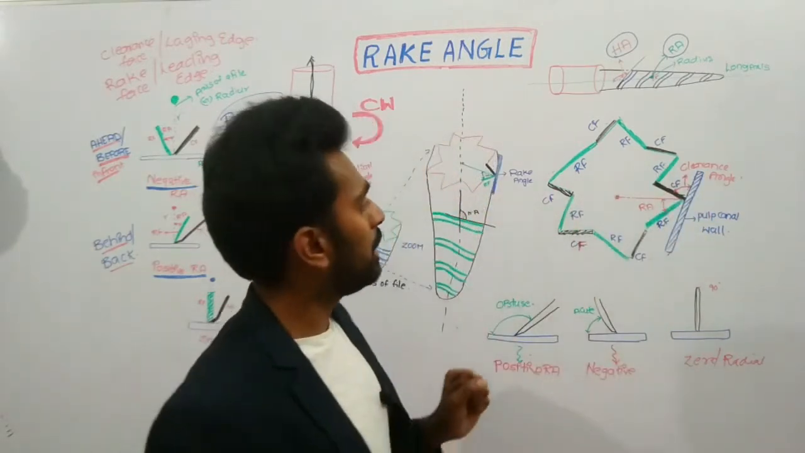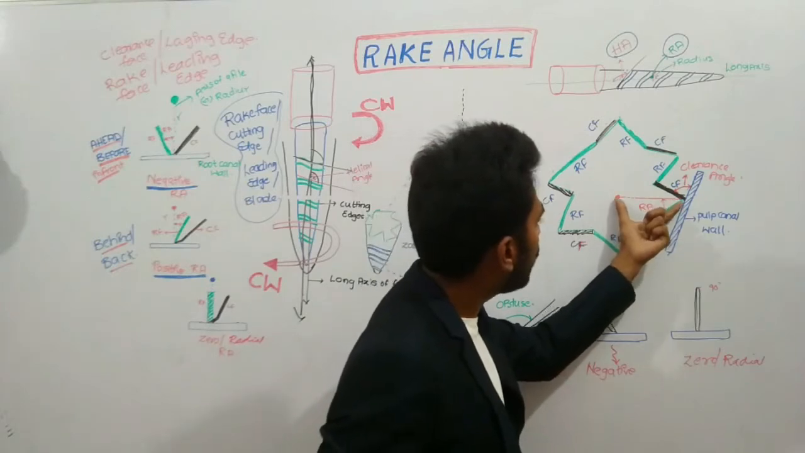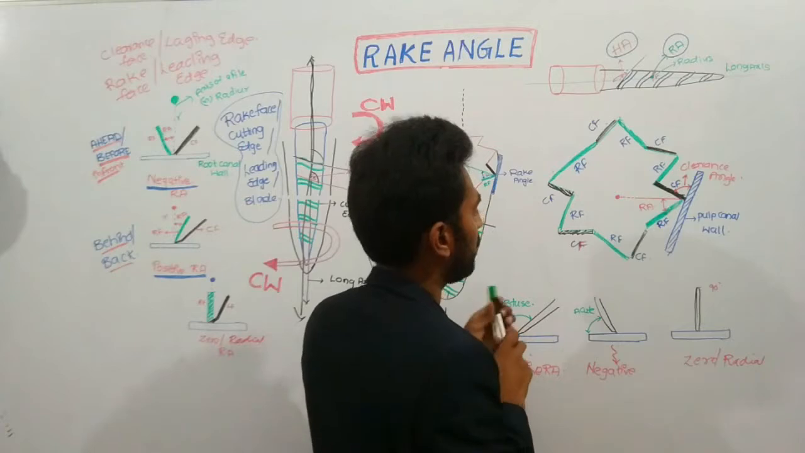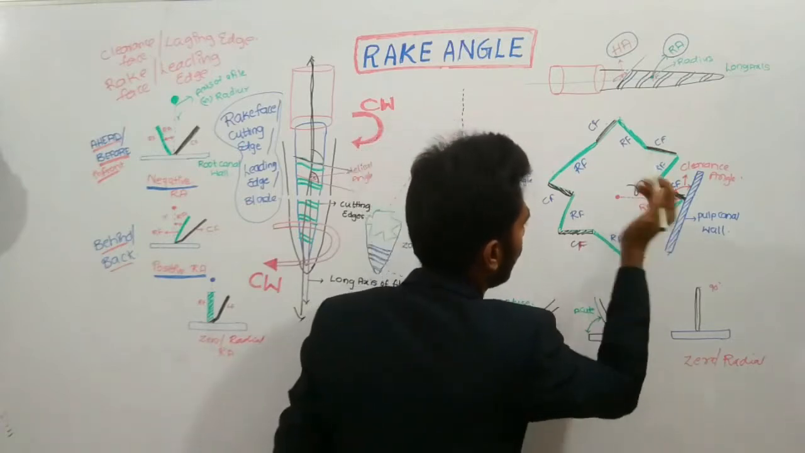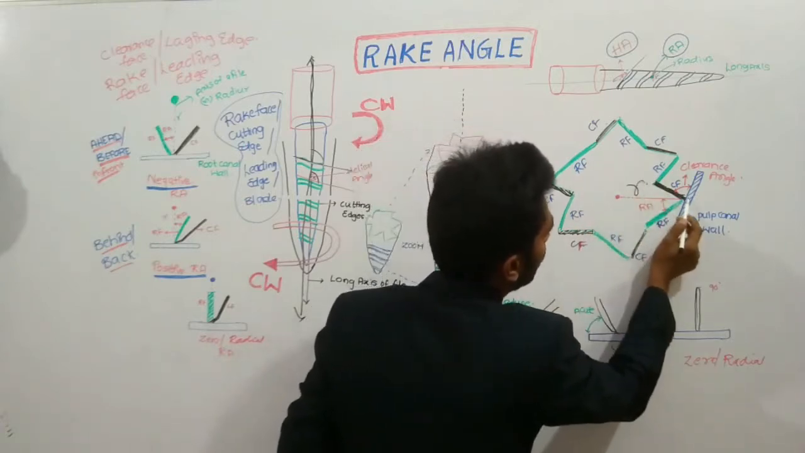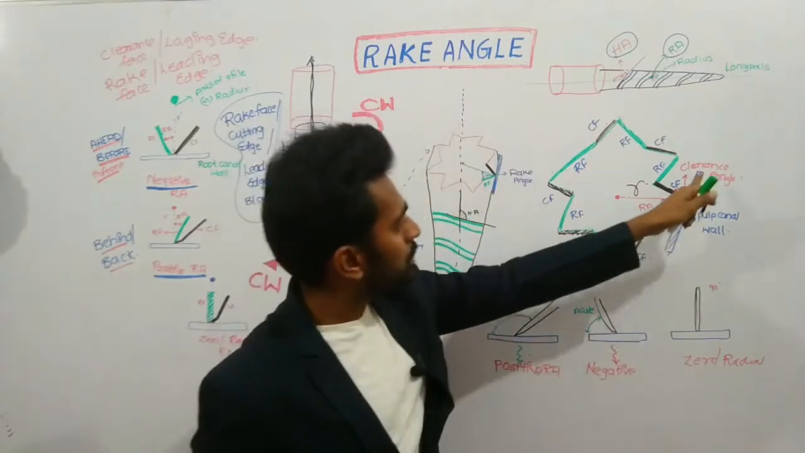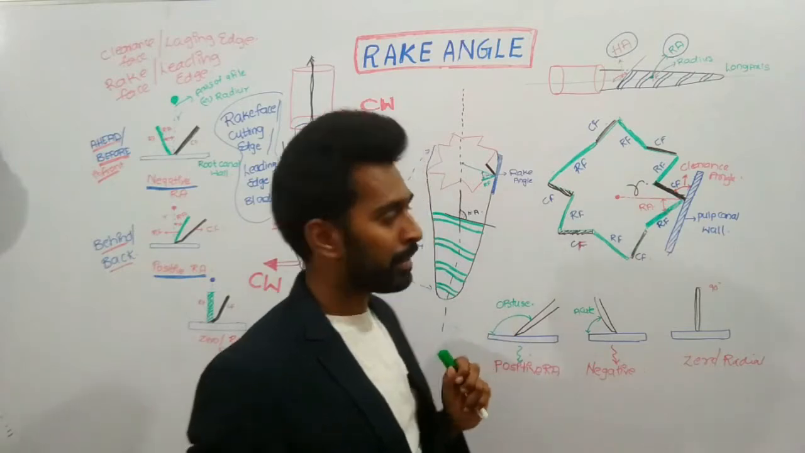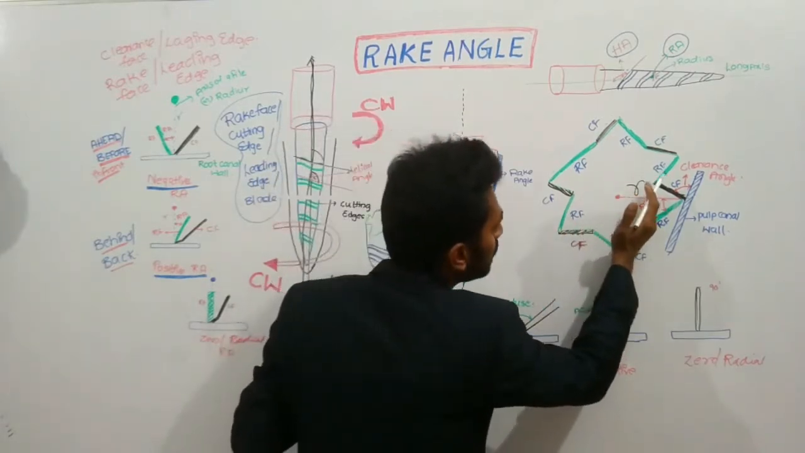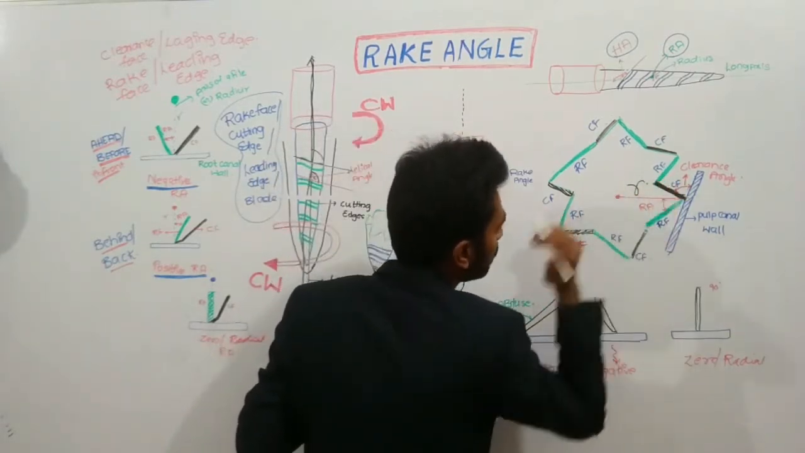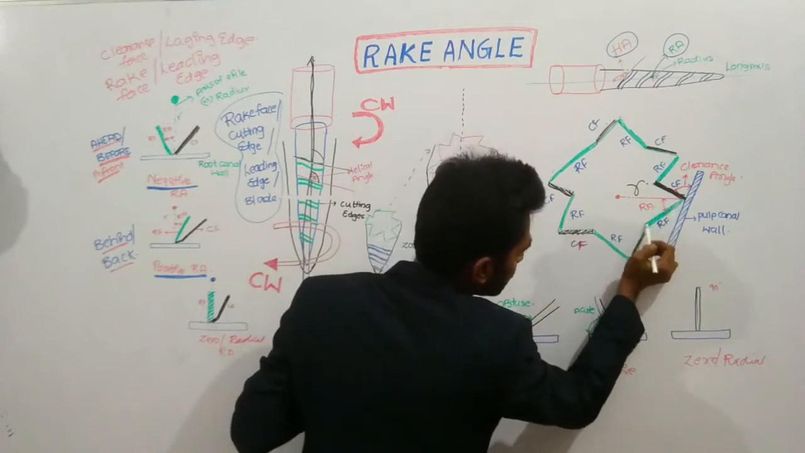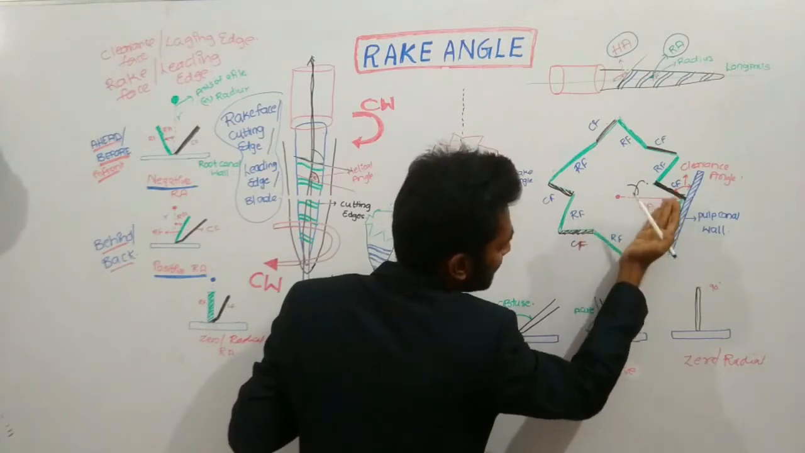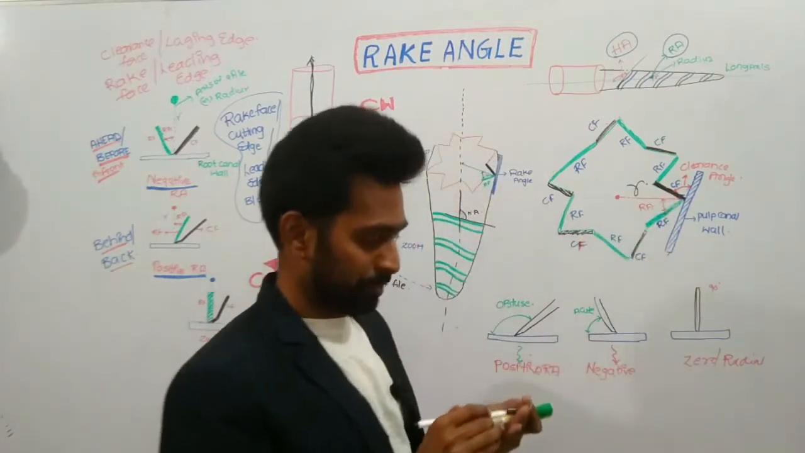Now coming to the rake angle, the angle which is formed between the radius of the file, this is nothing but the radius of the file, or a perpendicular drawn to the cutting surface. This is your cutting surface, and if you draw a perpendicular to the cutting surface, the angle formed between this perpendicular, or the radius of the file, and the rake face is the rake angle. This green color part is the rake face.